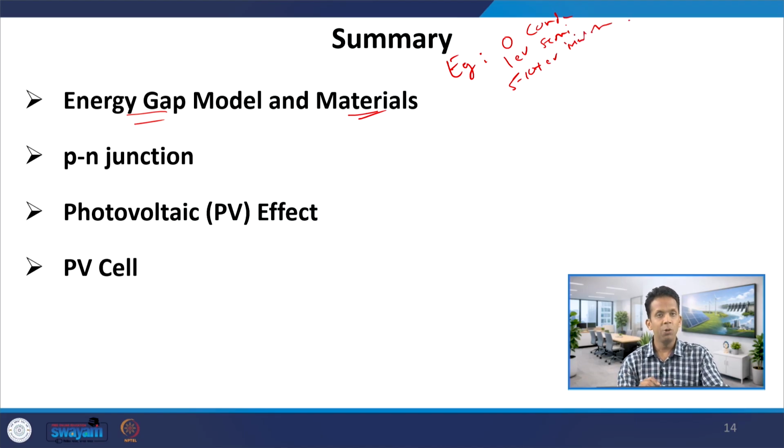Then we looked at p-type materials, n-type materials, and how they can be combined to form a p-n junction. P-type material is created by adding a trivalent impurity to a semiconductor like silicon or germanium, and n-type material is produced by adding a pentavalent impurity like antimony or phosphorus. When p-type and n-type materials are brought together, we get a p-n junction, which is a foundational diode and the fundamental part of a solar cell or PV cell.